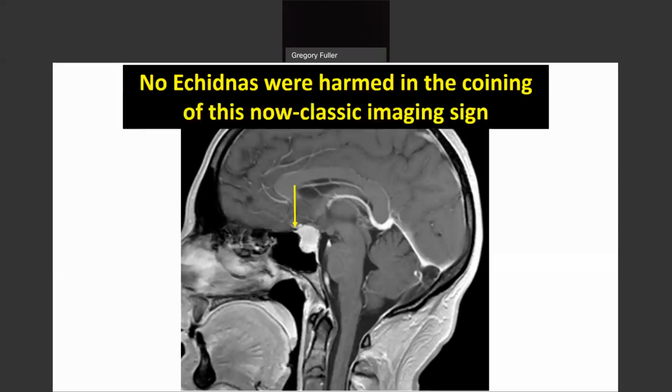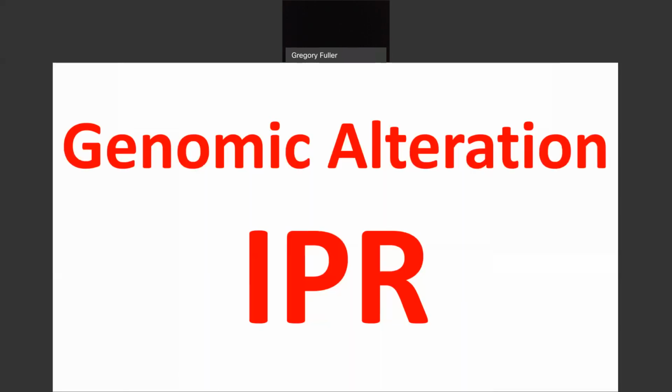You like that? All right. Full disclosure, no echidnas were harmed in the coining of this now classic imaging sign. I would not do that. I protect the echidnas. Okay, let's move on.